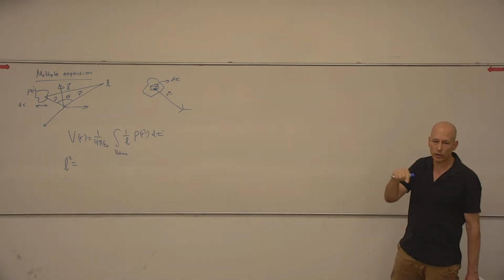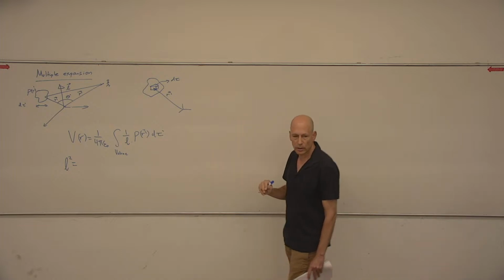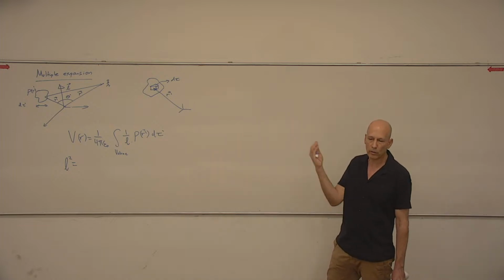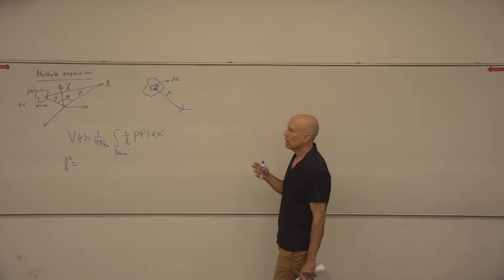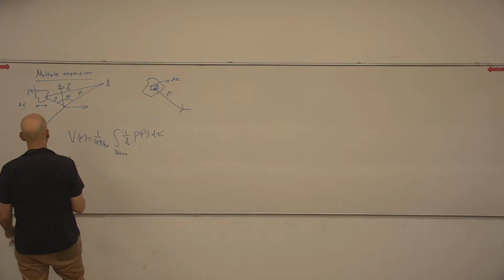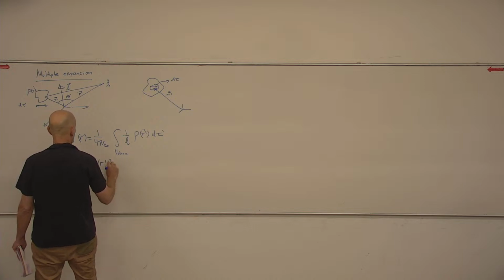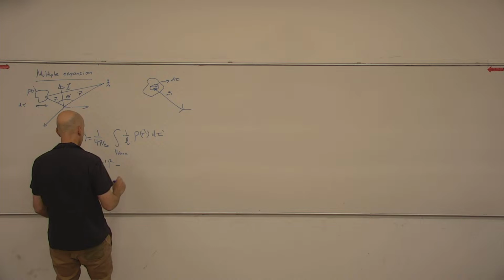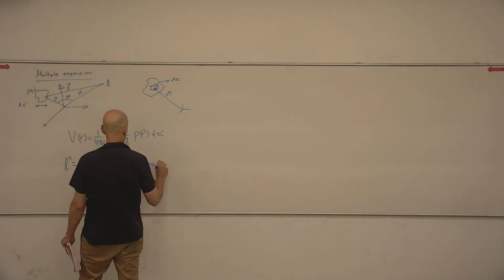It depends on which r prime you are at. But for now, we're just going to write it like this. And the whole trick here, in my opinion, one of the nice tricks, is that we're going to get rid of this theta prime eventually, which is the complicated part. But from the cosine theorem, what do I know? I know that this is r squared plus r prime squared minus 2 r r prime cosine theta prime.